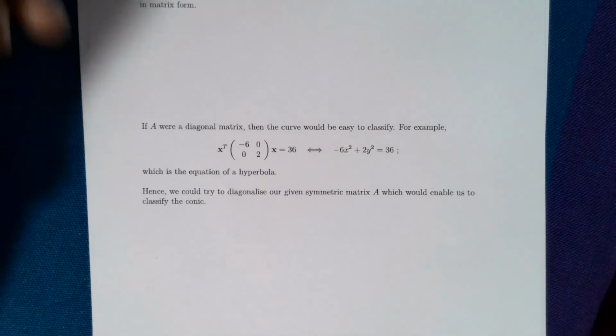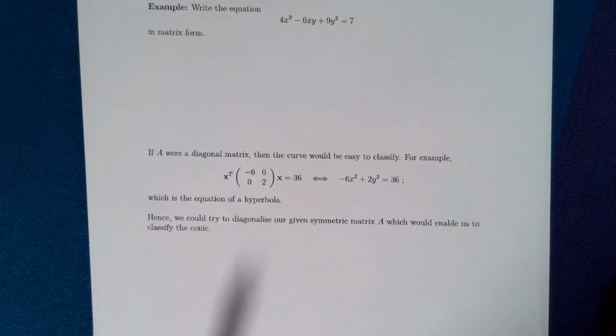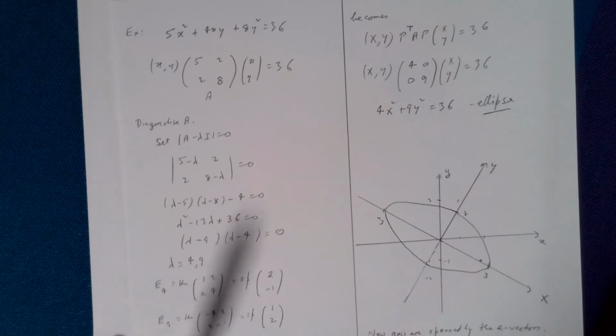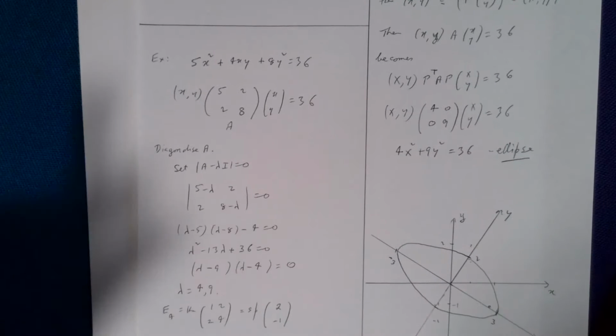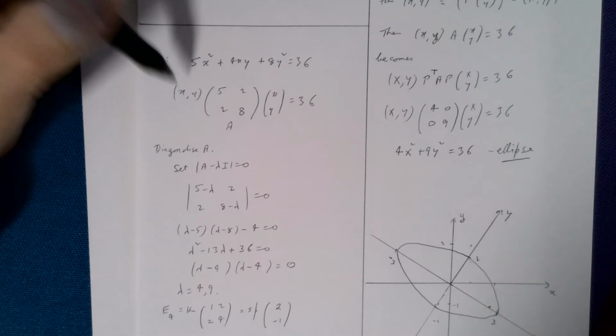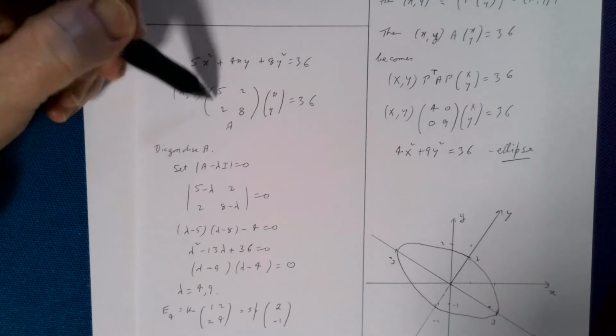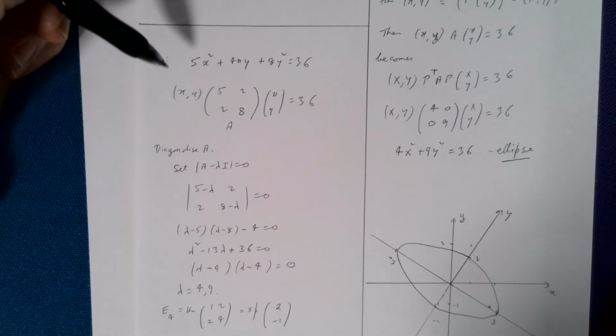So I'm going to do a fairly extended example of that, and I'm going to come back to that initial conic that we had, and work through what one might do with this. So there was the original conic that we had. There it is in our matrix form. And the first thing I'm going to do is diagonalize this matrix A. So how do we do that?